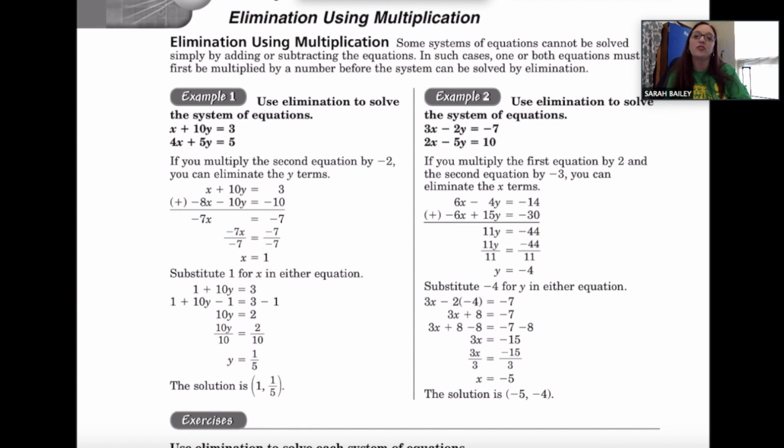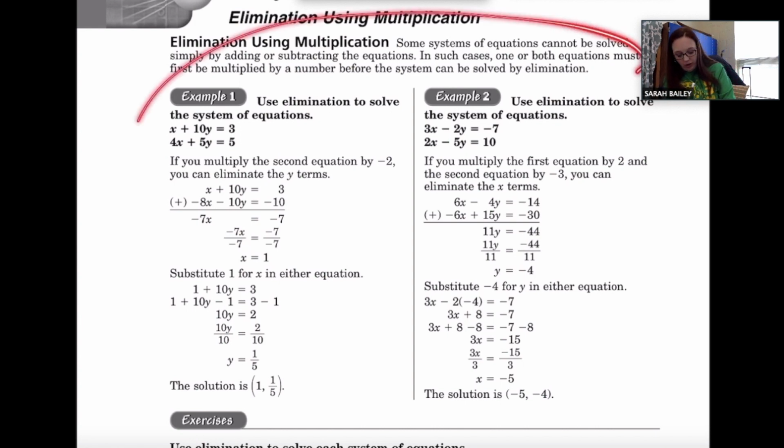Hey guys, so welcome back. In this lesson, we're still talking about elimination, but this time we're going to do the final step, elimination using multiplication. You did a little bit of that on the second page from the previous lesson, but we're going to go a little bit more in detail.